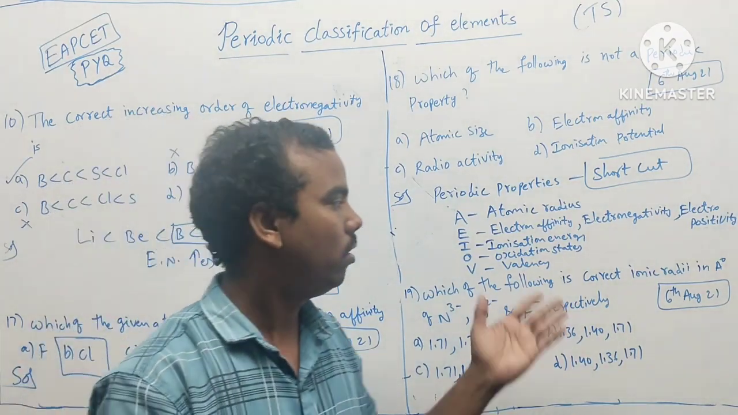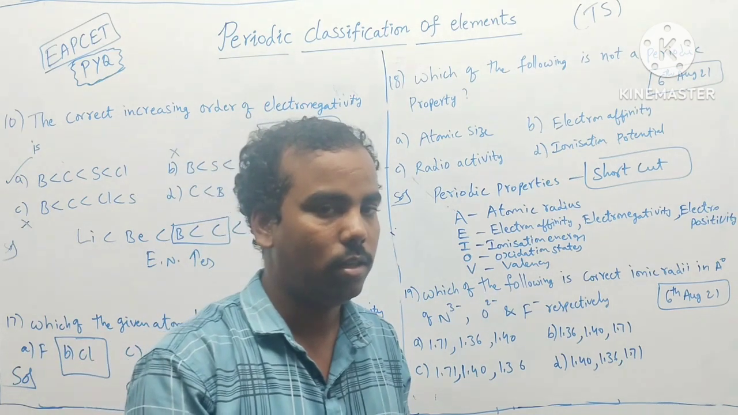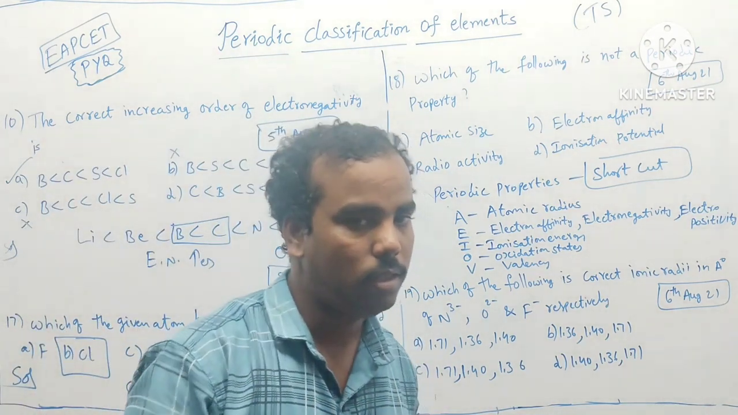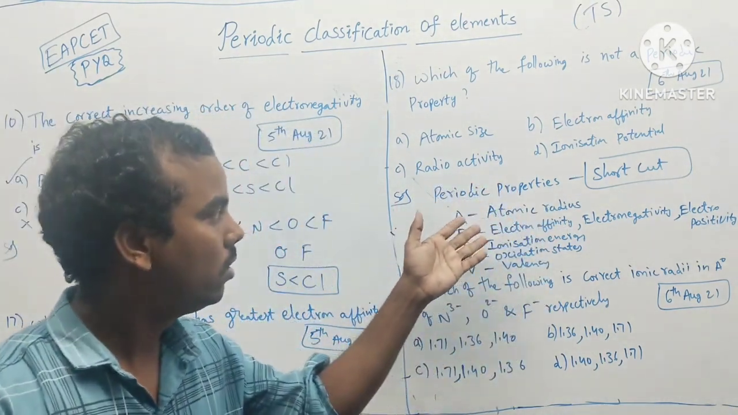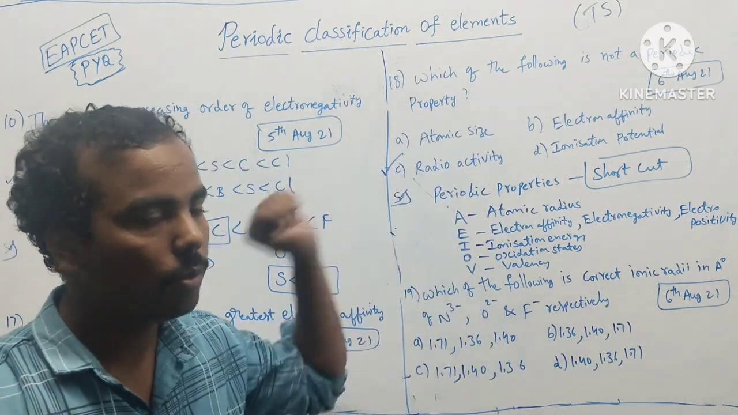Some two other properties are also there. Acidic nature of oxides, basic nature of oxides. That means non-metal oxides, metal oxides. Non-metal oxides have acidic nature, metal oxides have basic nature. And metallic character, non-metallic character are also periodic properties. So which of the following is not? Radioactivity is not a periodic property.